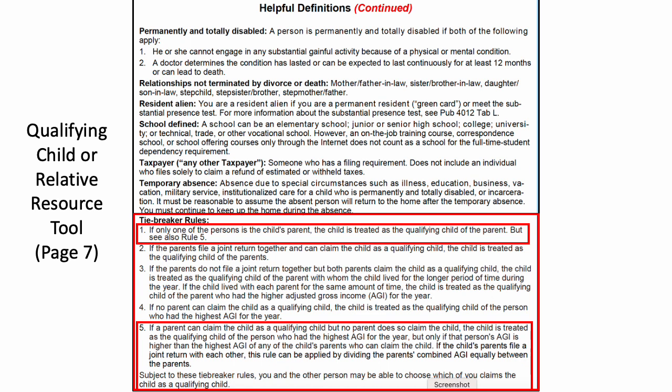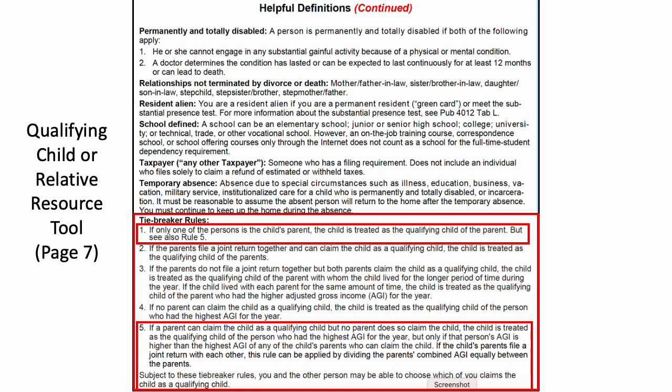Rule 5 in the red box says, if a parent can claim the child as a qualifying child, but no parent does so claim the child, the child is treated as a qualifying child of the person who had the highest AGI for the year, but only if that person's AGI is higher than the highest AGI of any of the child's parents who can claim the child. There's only one parent who can claim the child here. By the way, I went through, and the separated spouse cannot claim the child.